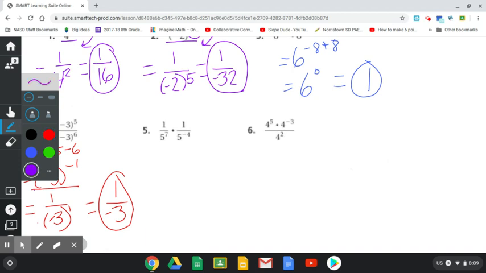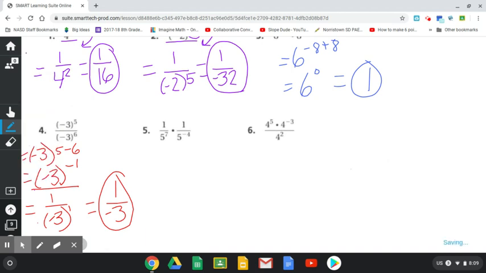The more you practice these, the better. Okay. Again, remember, there's lots of methods we could use for number 5.